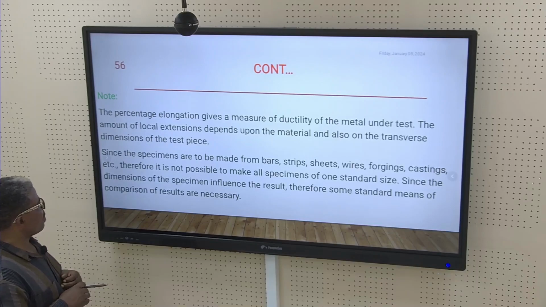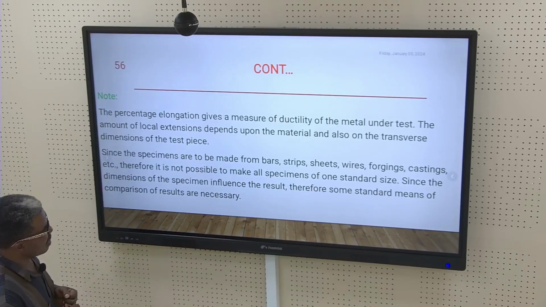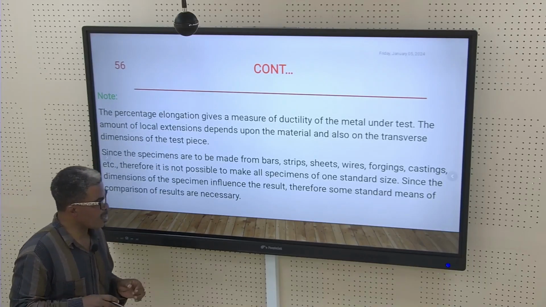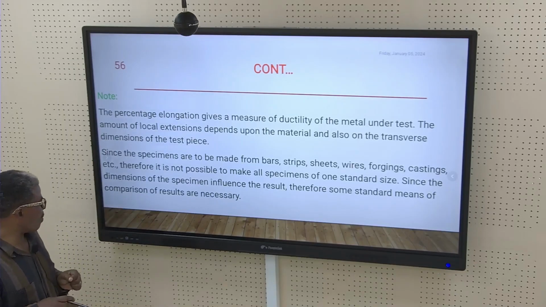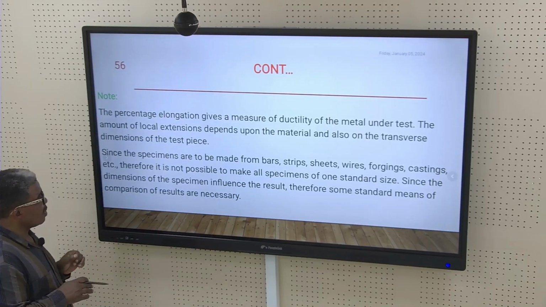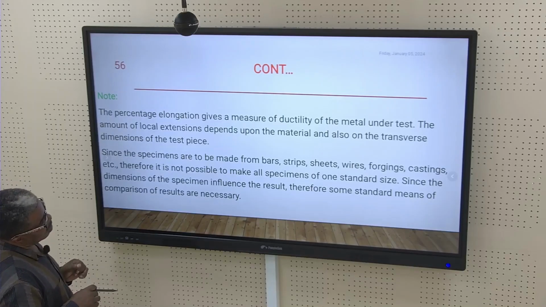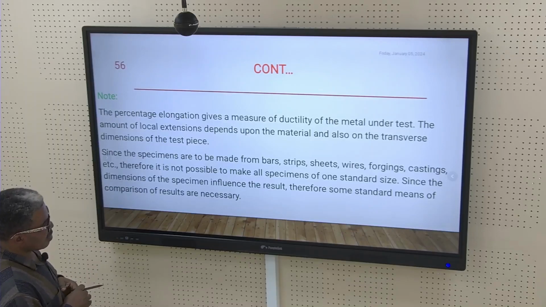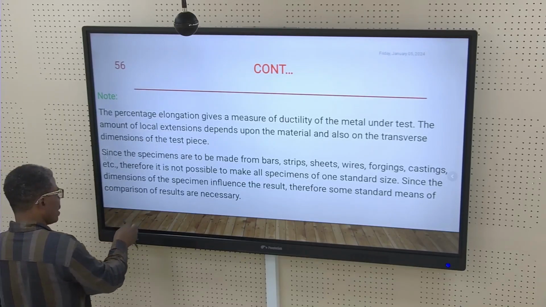Since the specimens are to be made from bars, strips, sheets, wires, forgings, castings, etc., it is not possible to make all specimens of one standard size. Since the dimensions of the specimen influence the result, some standard means of comparison of results is necessary. In order to have the comparison, we need to focus on some factors.